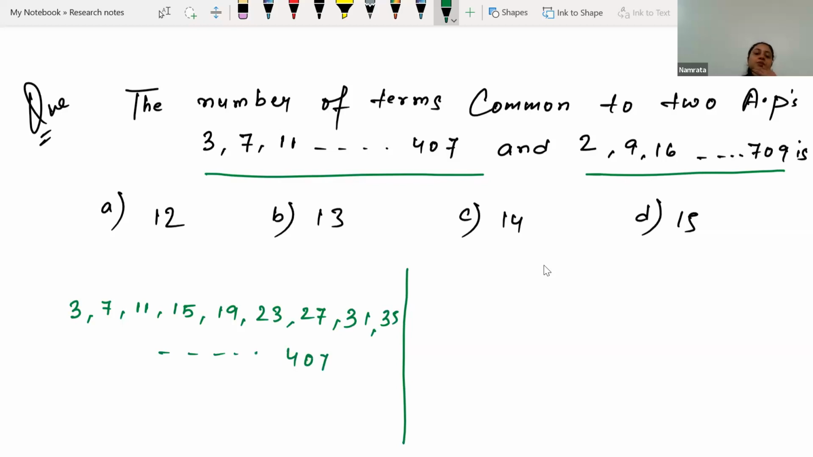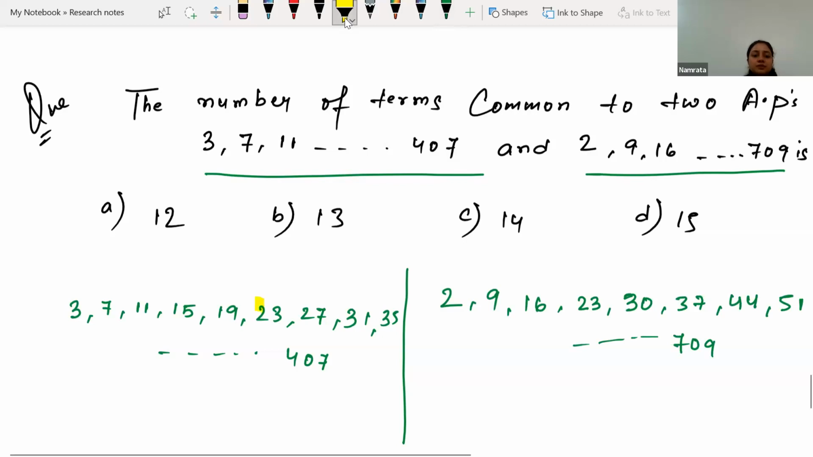I want to show you something. That's why I have written this many numbers. Here 2, 9, 16. Can you tell me the next one? 23. Then 30. Then 37. Then 44. Then 51. Right? Like that, up to 709. So are you noticing a few terms are common?